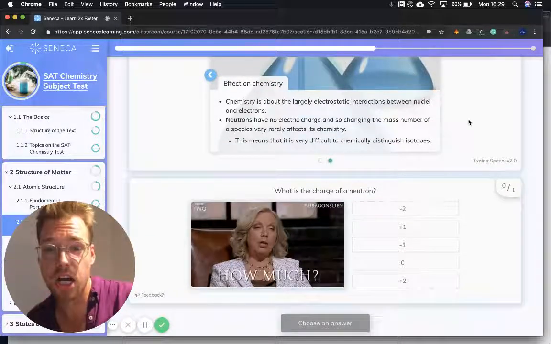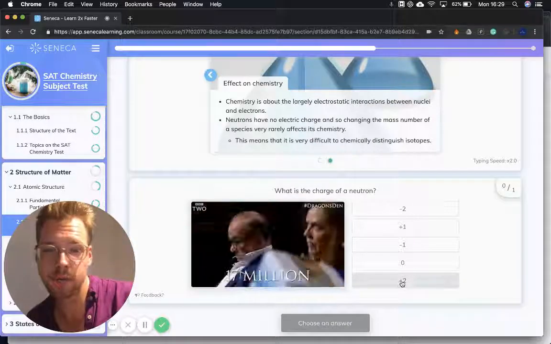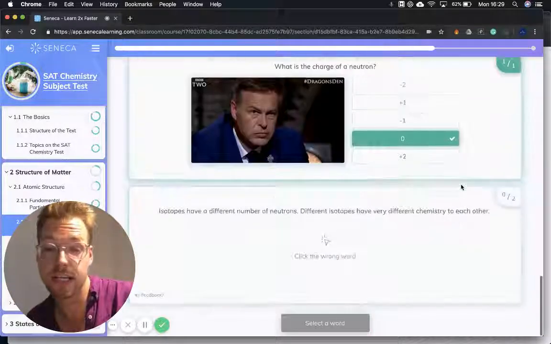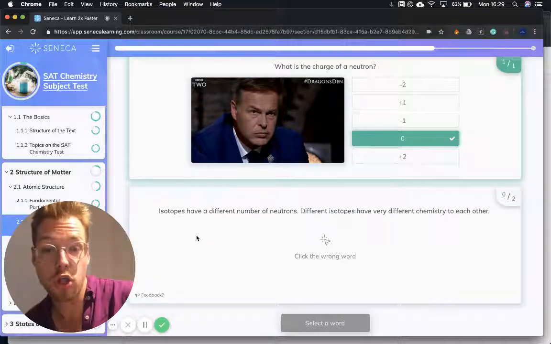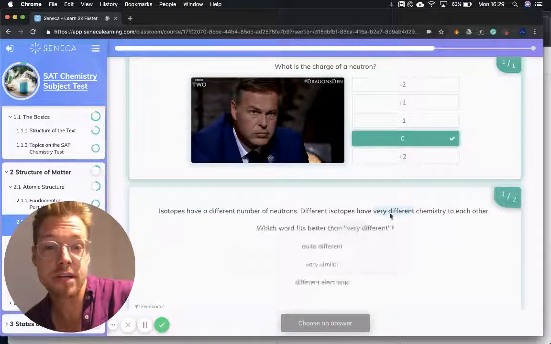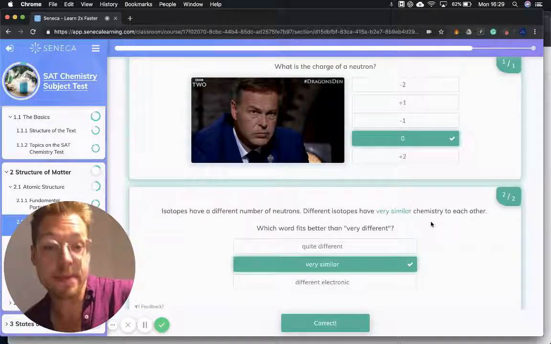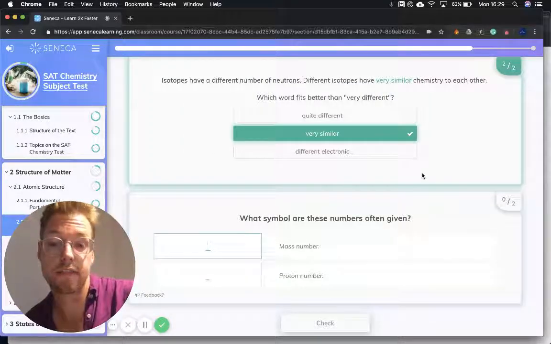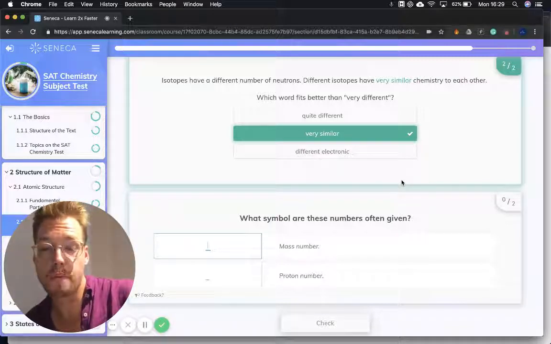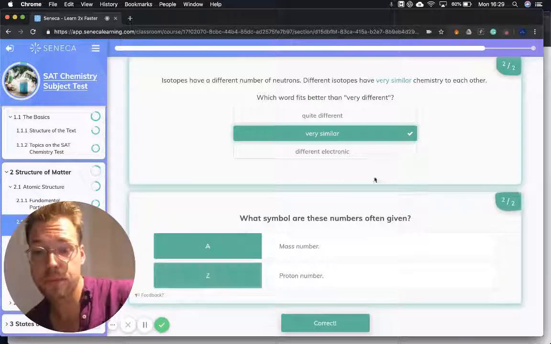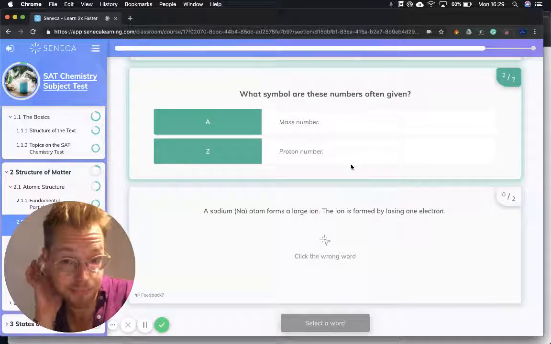Do you remember the charge of a neutron? It's 0. Neutrons don't have any charge. They are neutral. So isotopes have a different number of neutrons, and different isotopes have very similar chemistry to each other. Do you remember the symbol for mass number? That was an A, and proton number is often given with a Z.